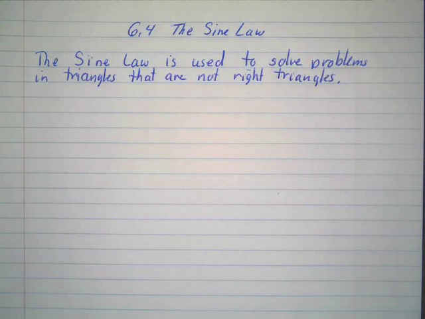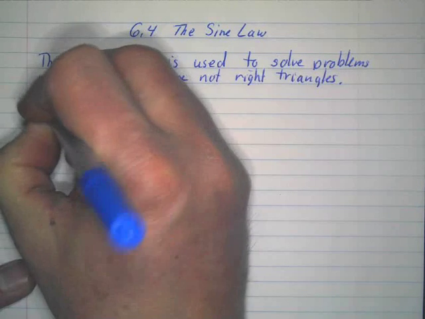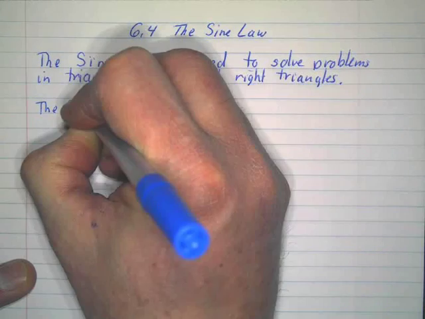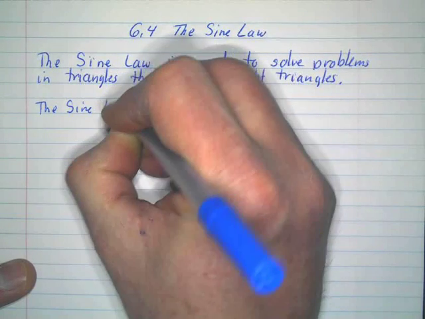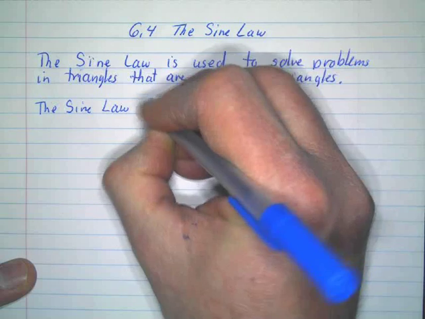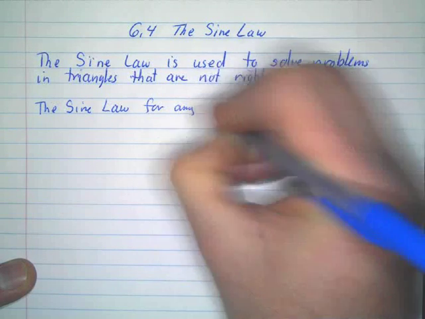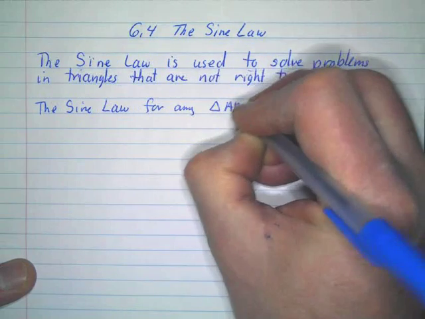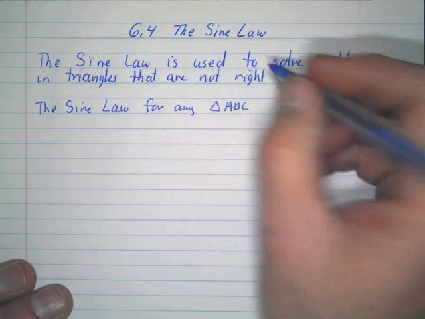6.4 deals with the sine law. The sine law is used to solve problems in triangles that are not right triangles. So the sine law has three ratios to it, and it can be solved for any triangle such as ABC or XYZ or whatever.